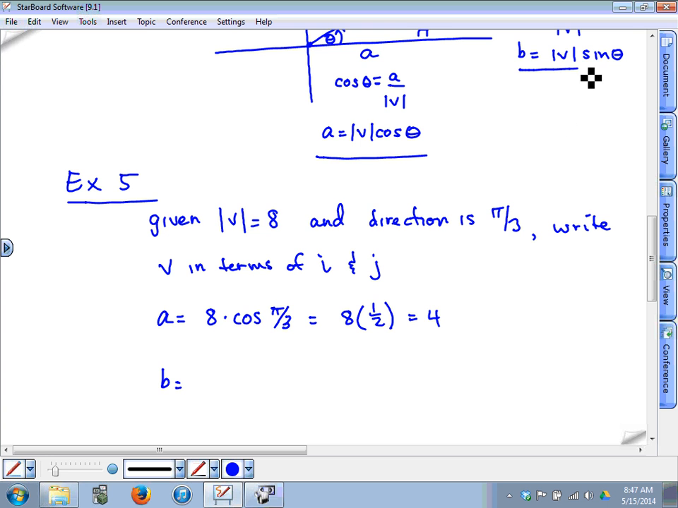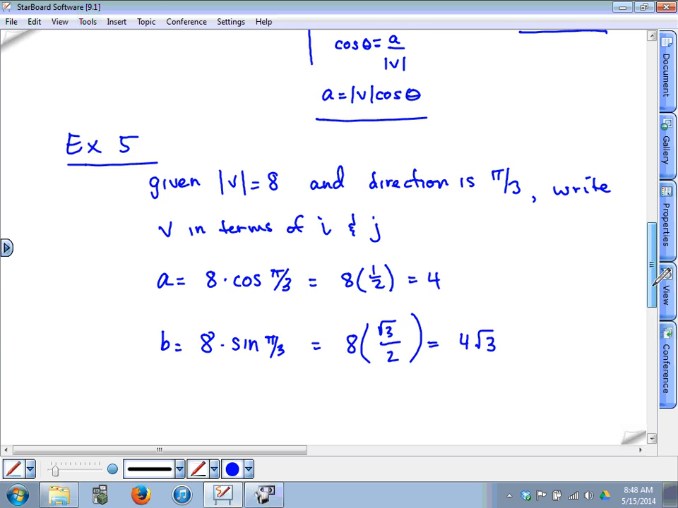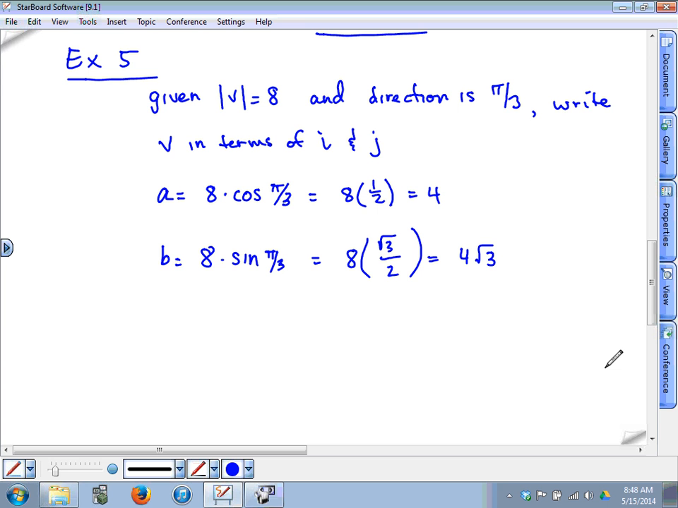The vertical component is found using this formula. Magnitude multiplied by the sine of pi thirds. Sine of pi thirds is what? Square root of 3 over 2? So that's 4 square roots of 3. So then in terms of i and j, vector v is going to be what? 4i plus 4 square root of 3 j.